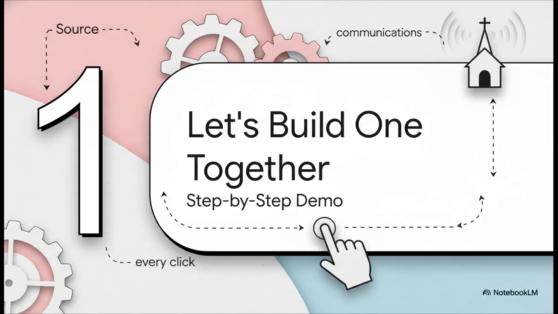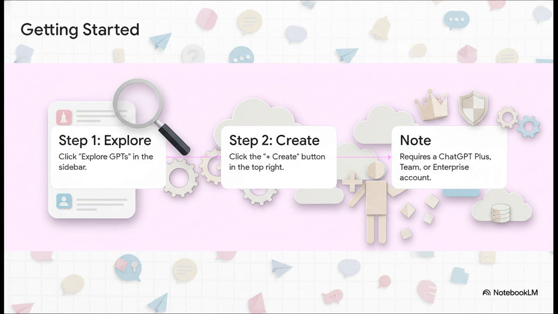Look, theory is one thing, but it's always better to just see it in action. So let's do that. We're going to build a simple church comms assistant together right now. And don't worry, I'll show you every single click. First thing you need to know is that you'll need a ChatGPT Plus, Team, or Enterprise account for this. It's not available on the free version just yet.